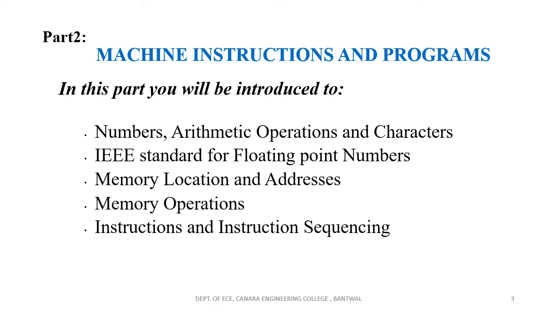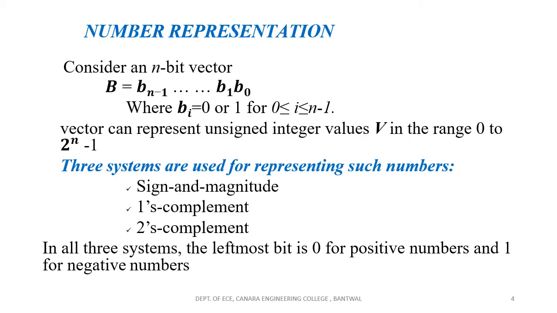In this particular lecture, we will be discussing numbers, arithmetic operations, and characters. We will begin with the number representation. Let us consider an n-bit vector, represented as b n-1 ... b1 b0, where each bi is either 0 or 1 for 0 less than or equal to i less than or equal to n-1.